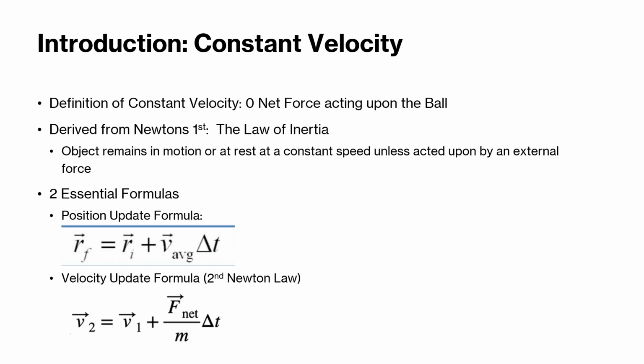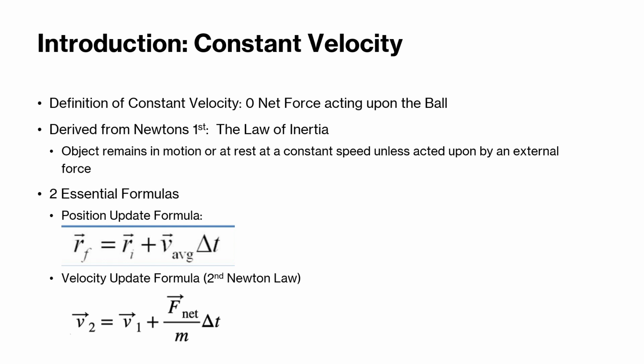First, let me discuss what constant velocity is and how it pertains to Newton's first law. Constant velocity occurs when the sum of net forces is zero. This also means that there is a constant position over time. Newton's first law of inertia states that an object remains in motion or at rest at a constant speed unless acted upon by an external force. This means that if there are zero net forces, speed and velocity should remain constant throughout.